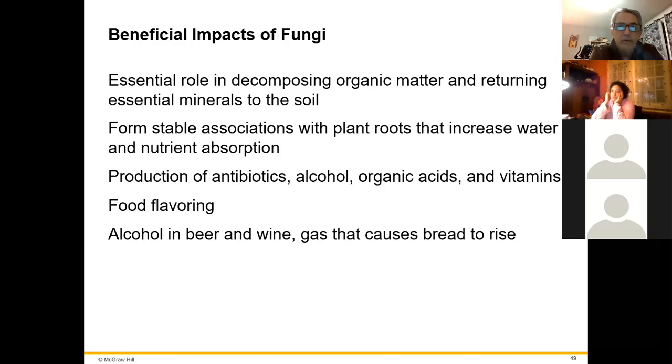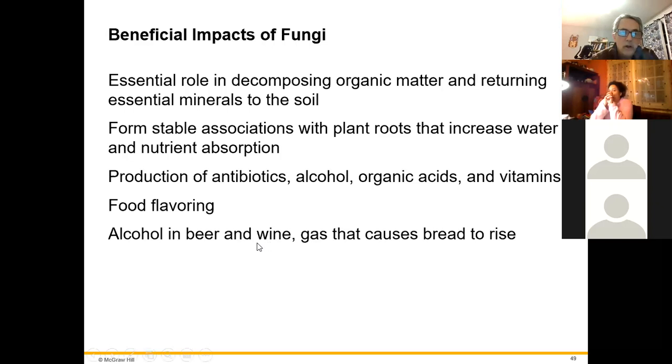On the other hand, there's beneficial impact of fungi. Obviously, we use yeast to make bread and alcohol. Fungi are important in decomposing organic matter and returning nutrients and minerals to the soil. Very importantly, in plants, fungi have a symbiotic relationship with plant roots that help them to take in water and nutrients. Fungi can make antibiotics. We already mentioned alcohol. They can make organic acids and vitamins. They can be used in food flavoring.